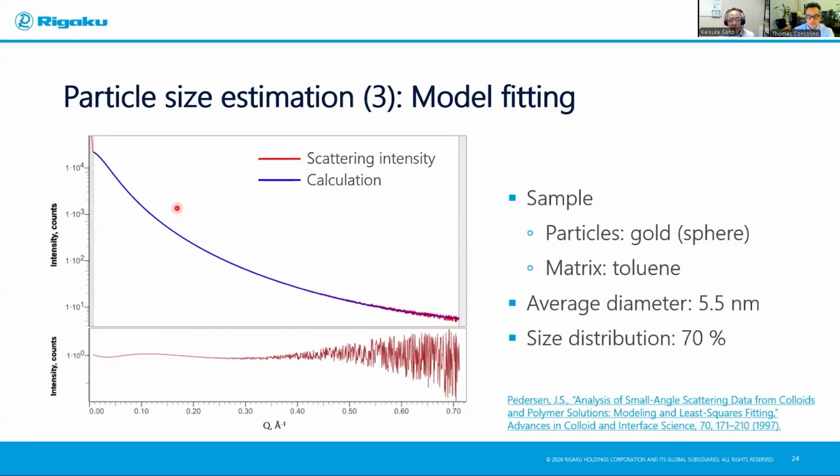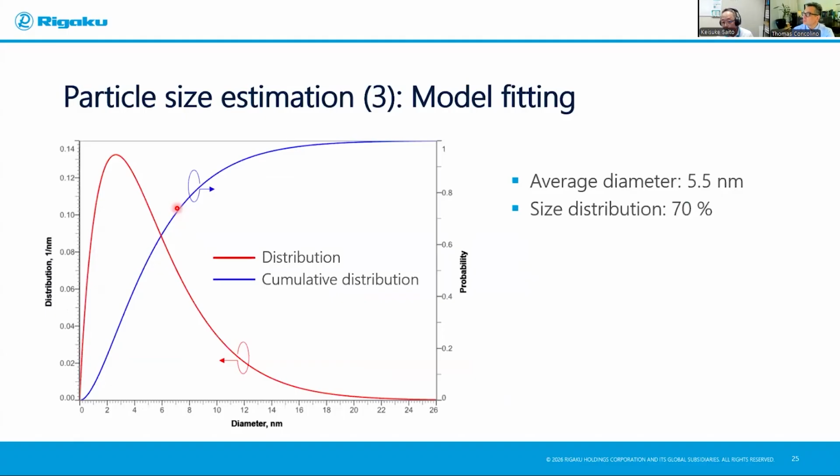Compared to the two methods previously discussed, with model fitting not only can you get the average diameter, but you can also get extra information like the size distribution. In this case, 70% of the distribution. And also, depending on the software you use, you may be able to get a distribution function profile, like the red profile. The horizontal direction is the diameter of the nanoparticle and the vertical direction is the probability. Or the blue profile, which is the cumulative distribution profile.